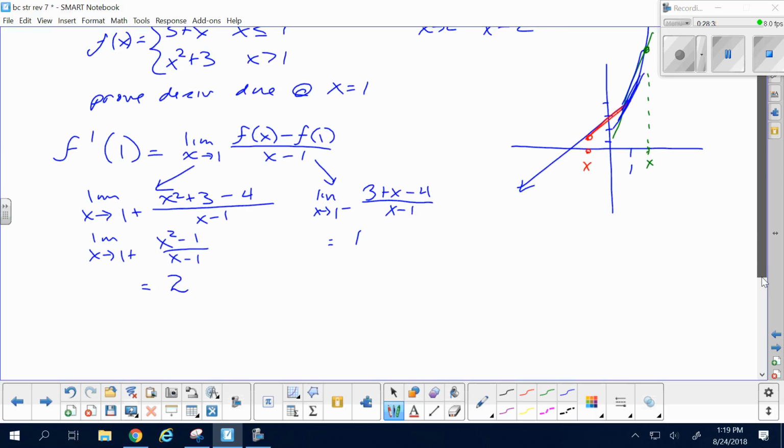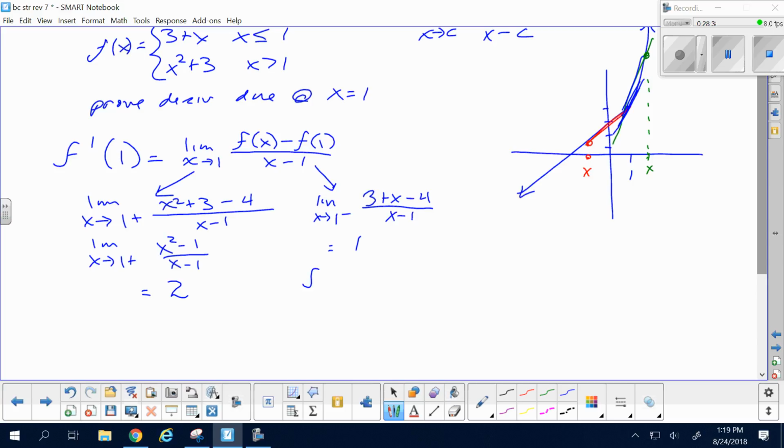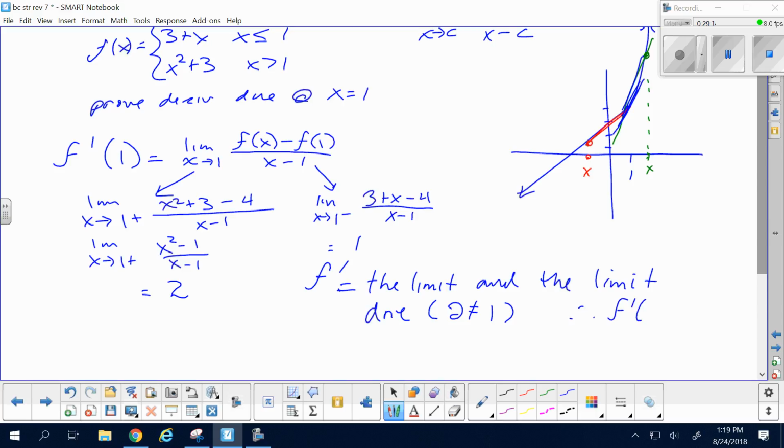Now let's give a good solid reason. f prime at 1 equals the limit, and the limit doesn't exist. Let's parenthetically say, why doesn't the limit exist? Because 2 is not equal to 1. f prime equals the limit, and the limit doesn't exist. Therefore, the derivative at 1 doesn't exist.